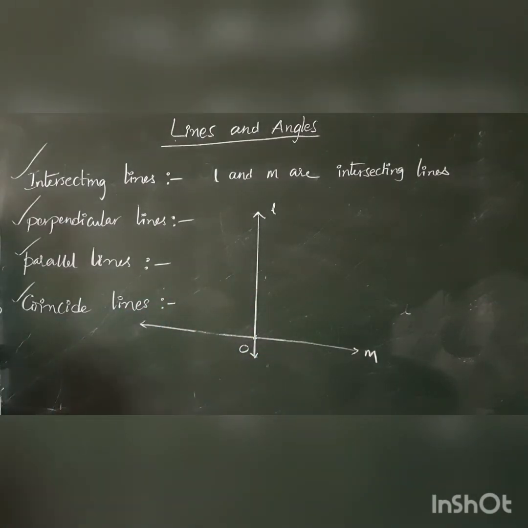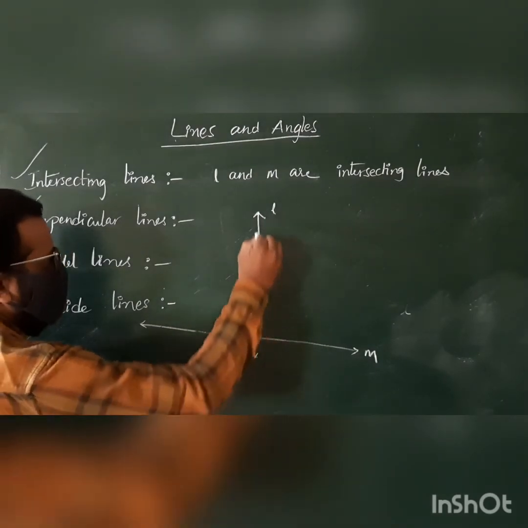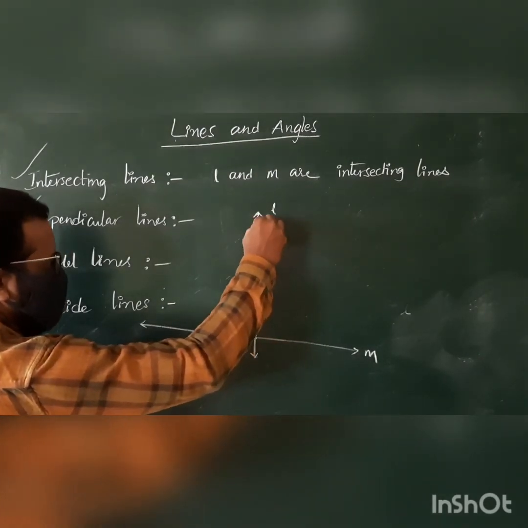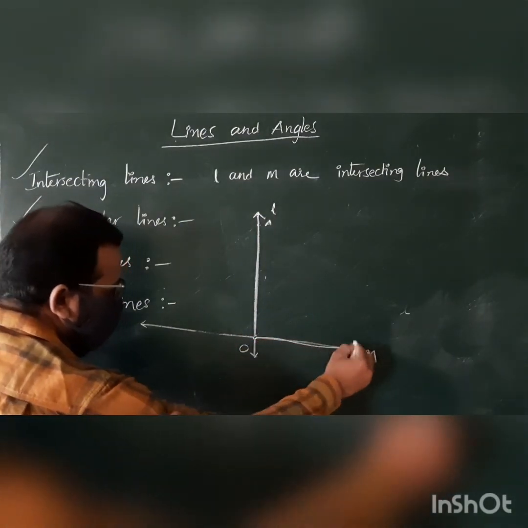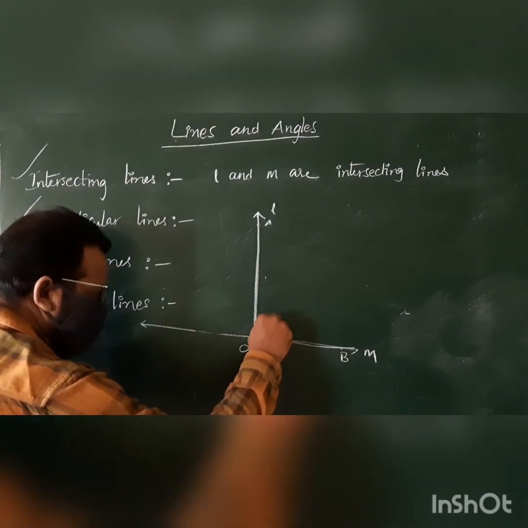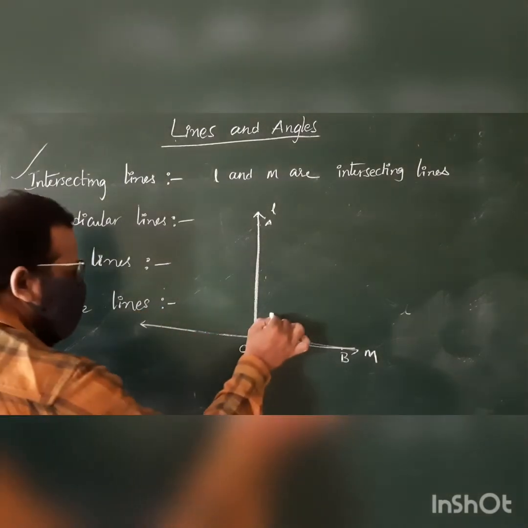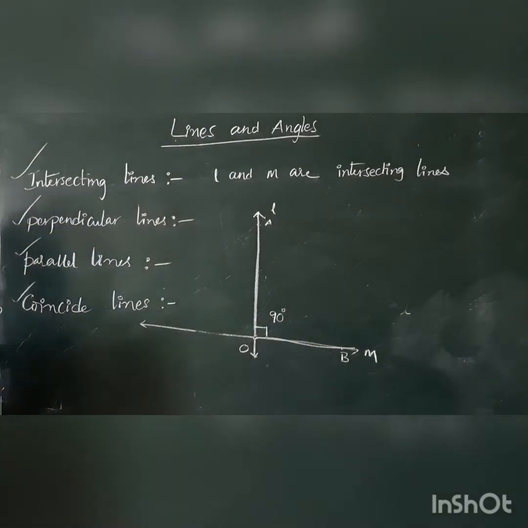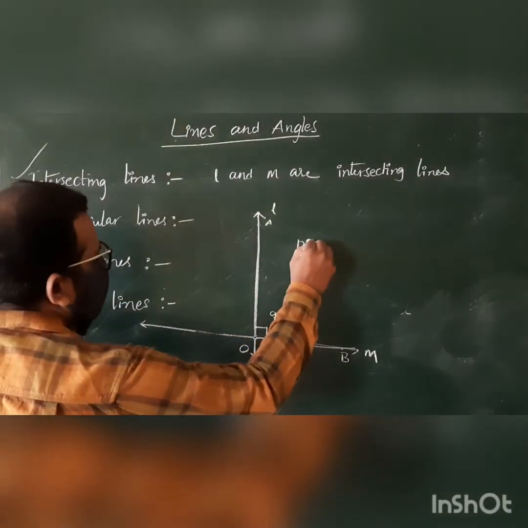And what do we observe here? There is a formation of an angle. You can observe OA is one ray, and you can take B here. OB is another ray, and these two rays intersect each other at a point O, making an angle. Now if you observe that angle is 90 degrees, as the two intersecting lines make an angle of 90 degrees, then those two lines are called perpendicular lines.